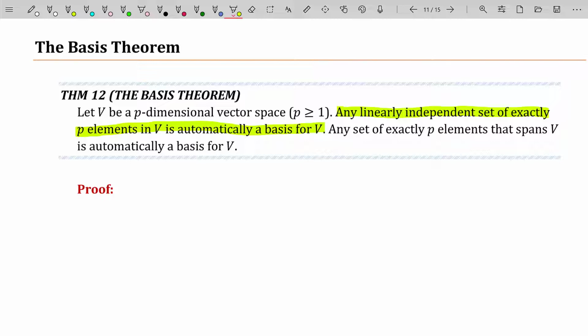By the way, the second half just says any set of exactly p elements that spans V is automatically a basis for V. This is really just hammering down the fact that if you have a 10-dimensional space, you need 10 vectors that are linearly independent that span that space. If you have 10 linearly independent vectors from that space and it's 10-dimensional, then you have a basis.